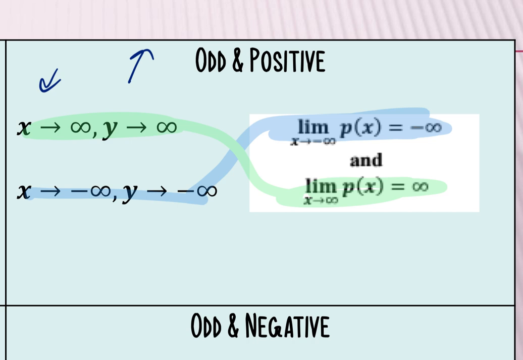Correct. It's not one or the other, you have to write both of them. It's going to ask the end behavior, and the end behavior is both of those things. What's happening as x is approaching negative infinity, and what's happening as x is approaching positive infinity. You have to have both.